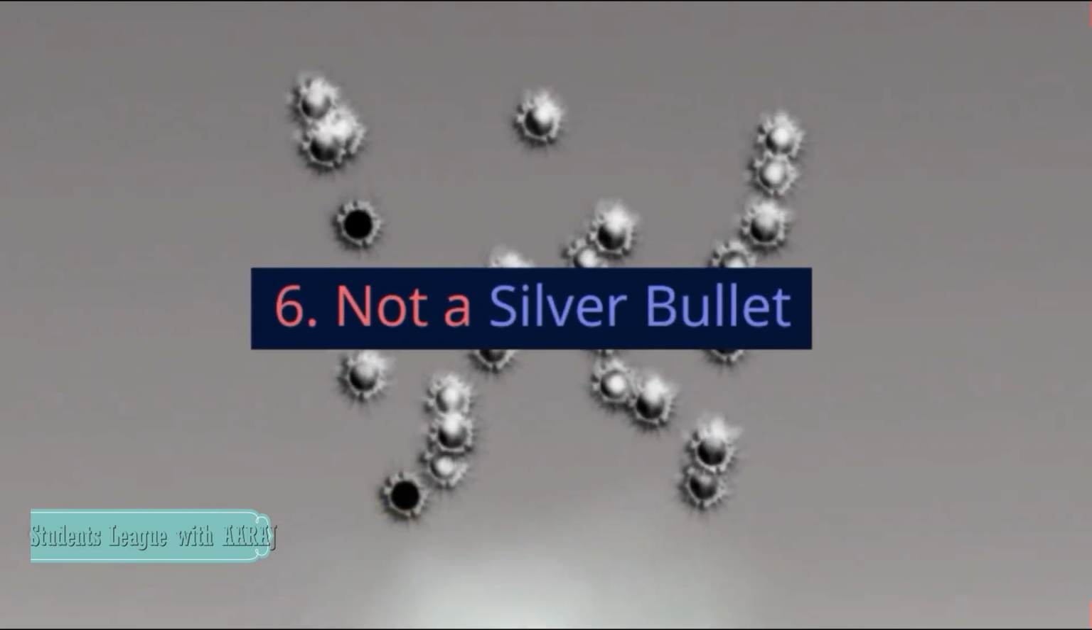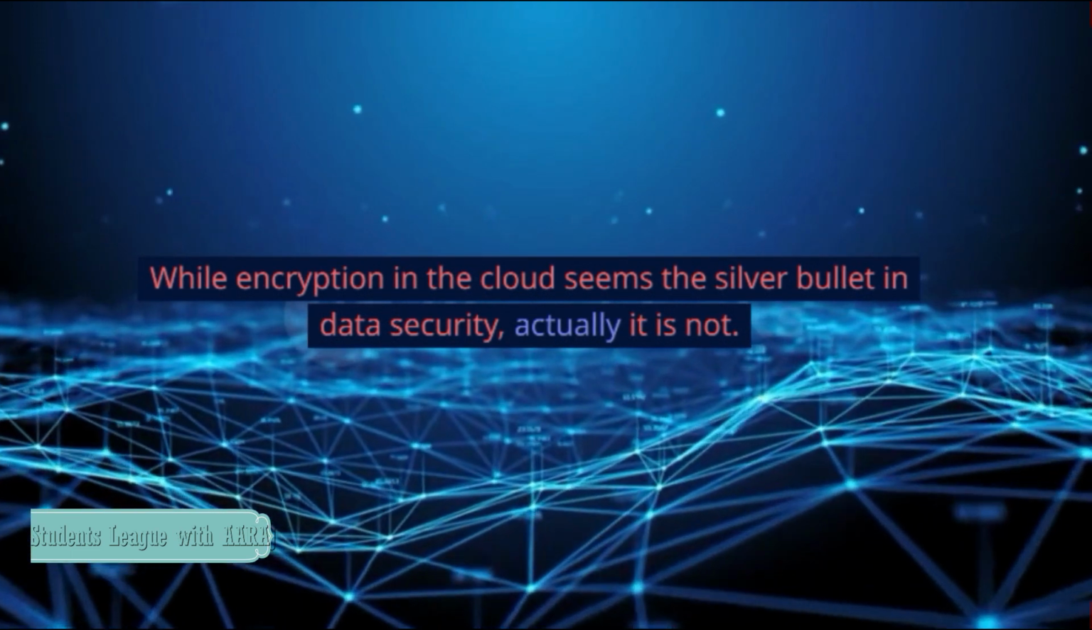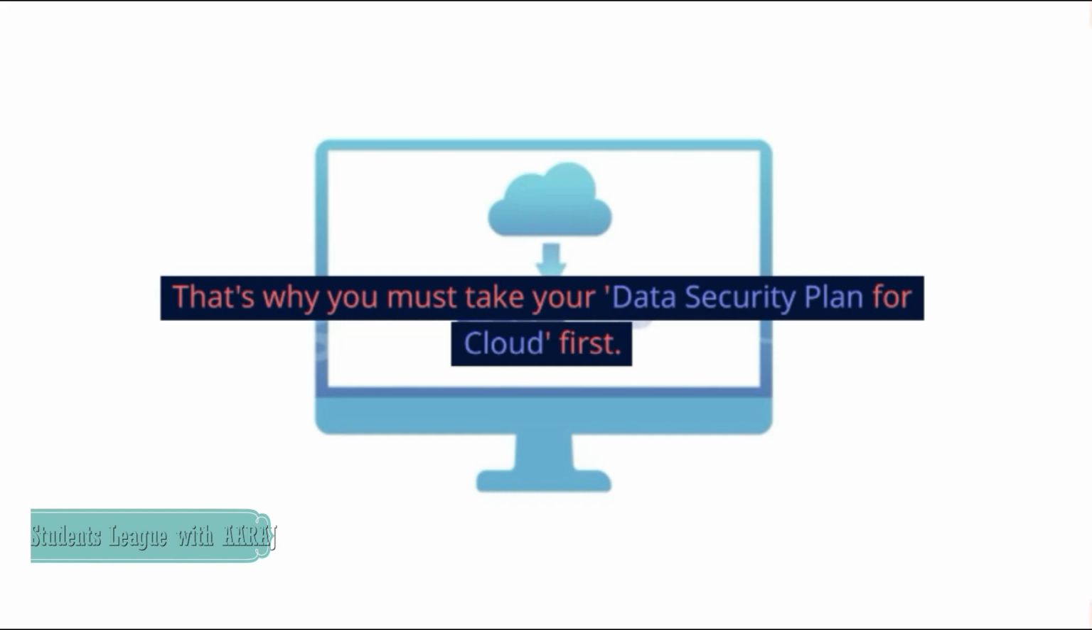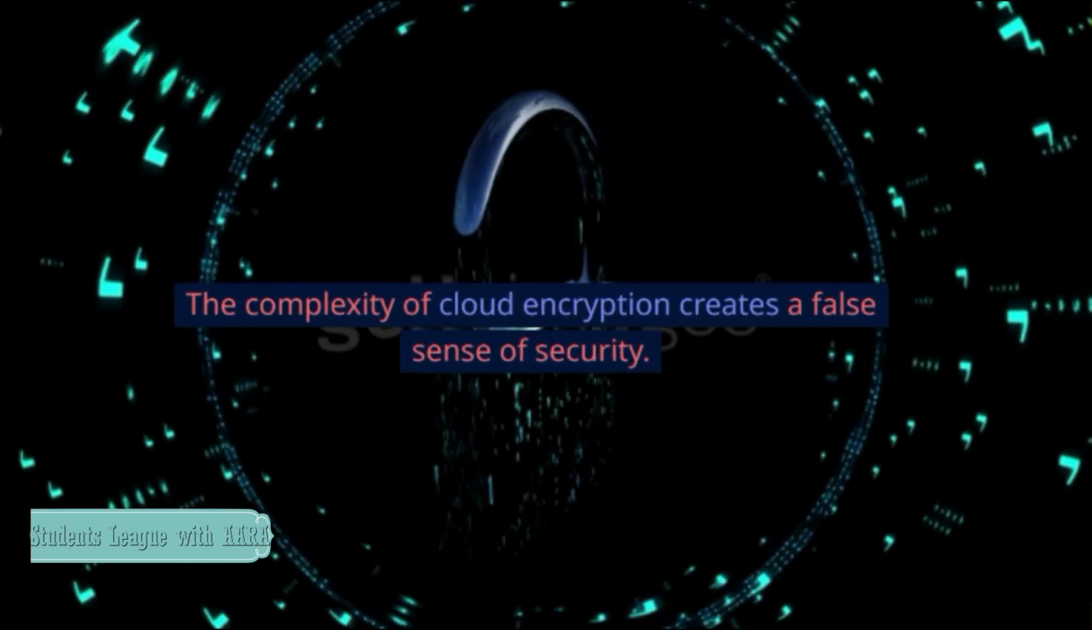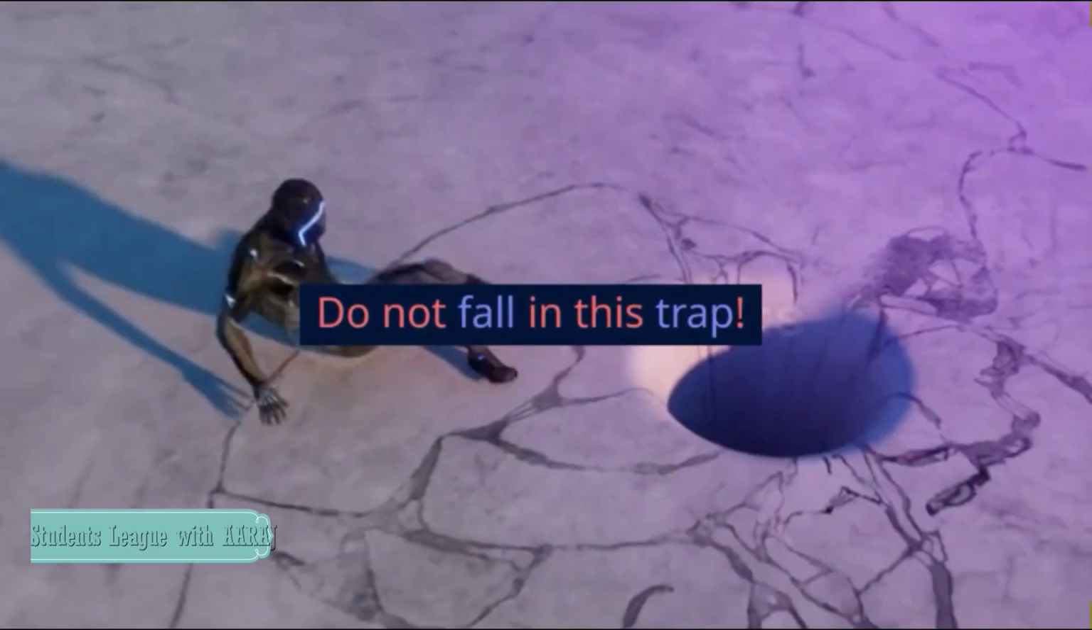6. Not a silver bullet. While encryption in the cloud seems the silver bullet in data security, actually it is not. That's why you must take your data security plan for cloud first. The complexity of cloud encryption creates a false sense of security. Do not fall in this trap.